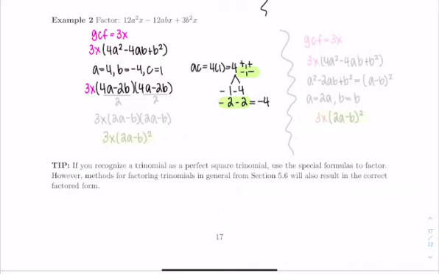The last step is to divide out whatever they have in common, which is 2 in this case. So we end up with 3x times 2a minus b times 2a minus b, or we can write this as 3x times 2a minus b squared.